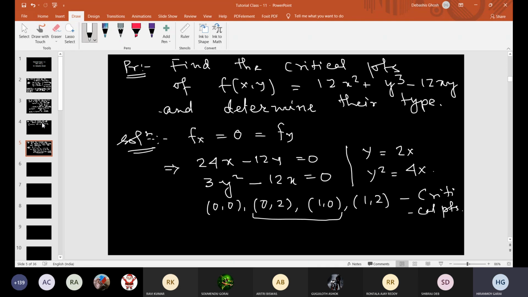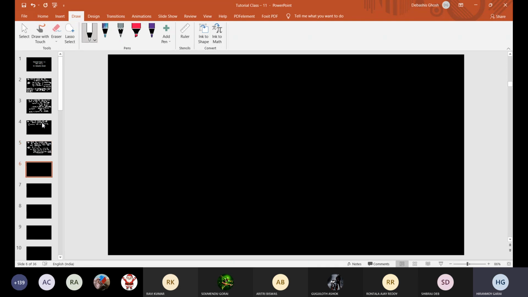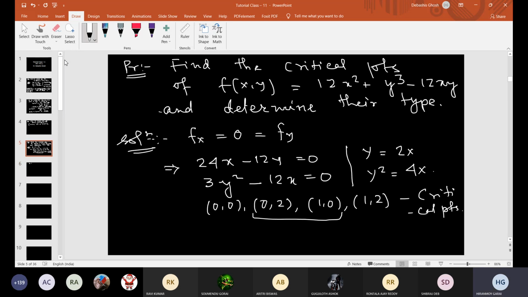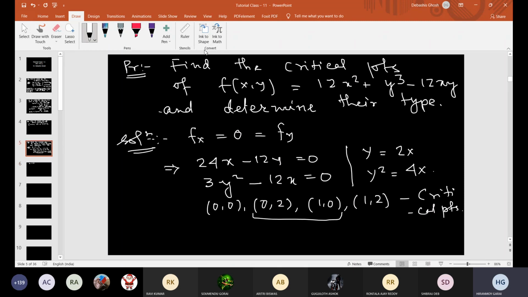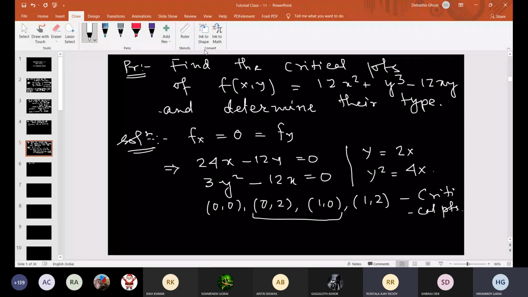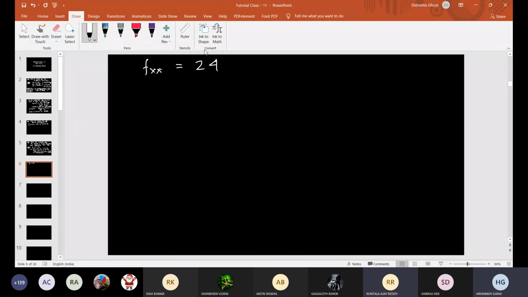Now we need to verify the types. Whenever we are going to do the types, we have to find out fxx, that is 24. Fxy means minus 12. Fyy is 6y. Minus 12, and fyy is your 6y. 0, 0 is the minimum point, sir. Yes, 0, 0 is the minimum point.